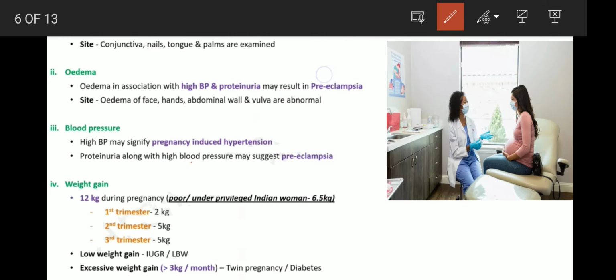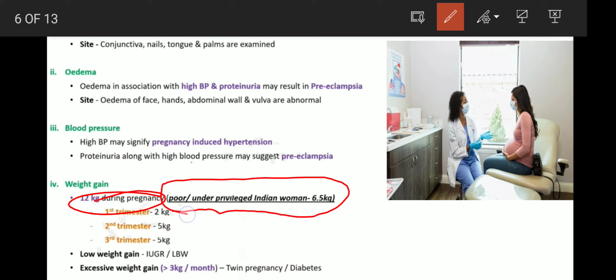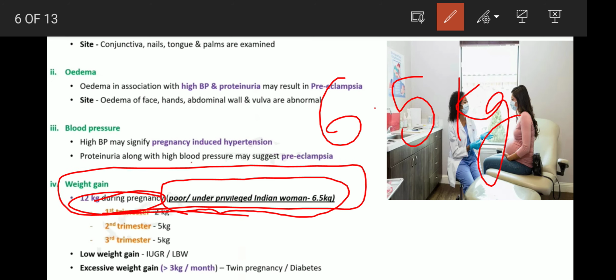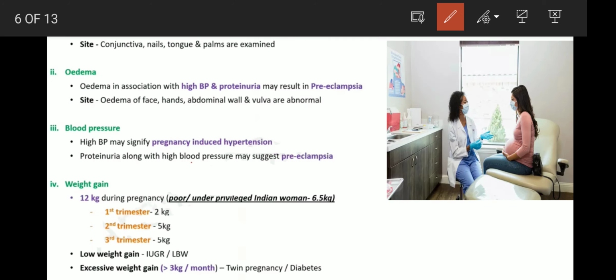So we also got an MCQ here. Poor or underprivileged Indian women will gain 6.5 kg. See, the underlined parts are the MCQs. So, pre-PG exam MCQs. We are also synchronous with this, we'll be studying the MCQs, and simultaneously we will finish off the NEET pre-PG preparation as well.